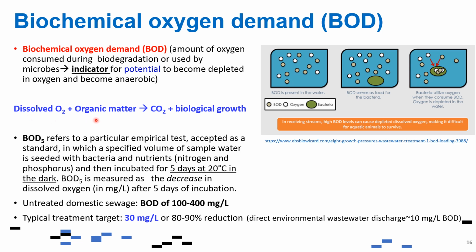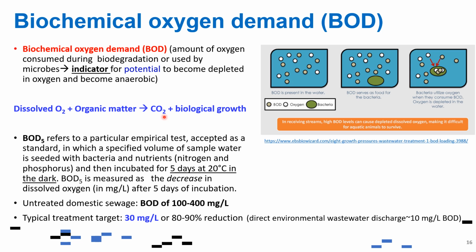So as you can see here, this is the chemical reaction, the use of dissolved oxygen plus the organic matter that is used by the bacteria. It results in biological growth. The bacteria, or the microorganisms, will grow and release carbon dioxide. So this is an important parameter.